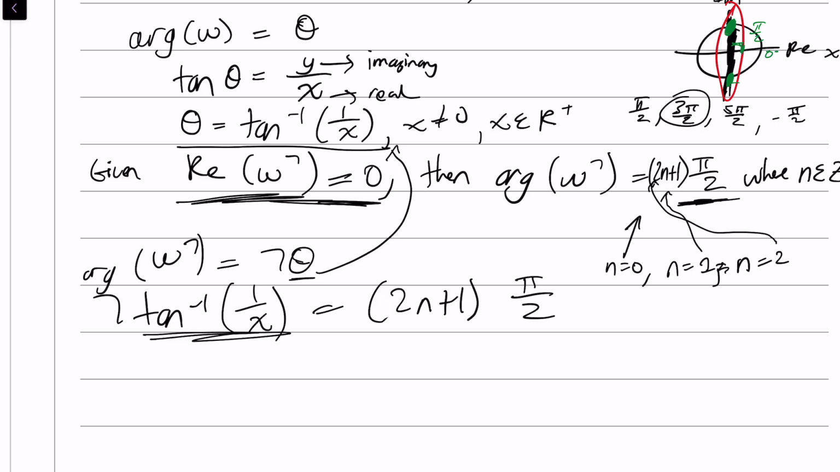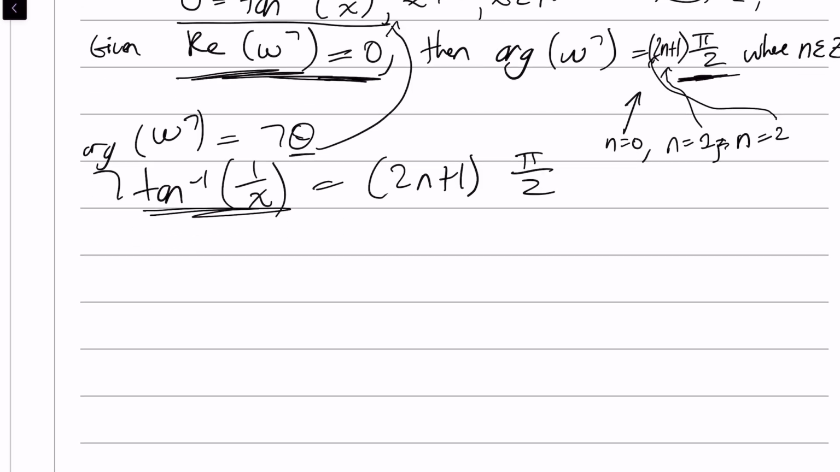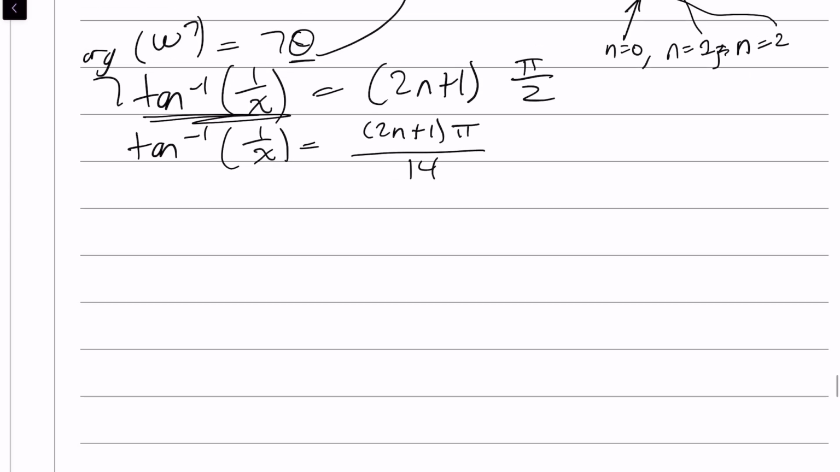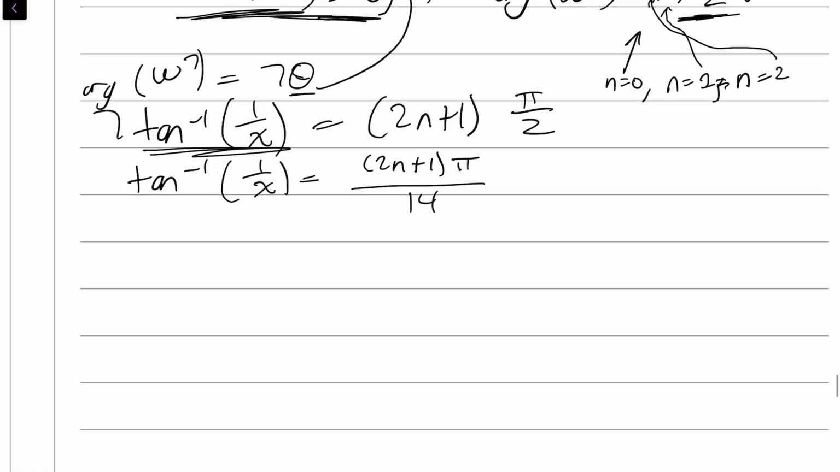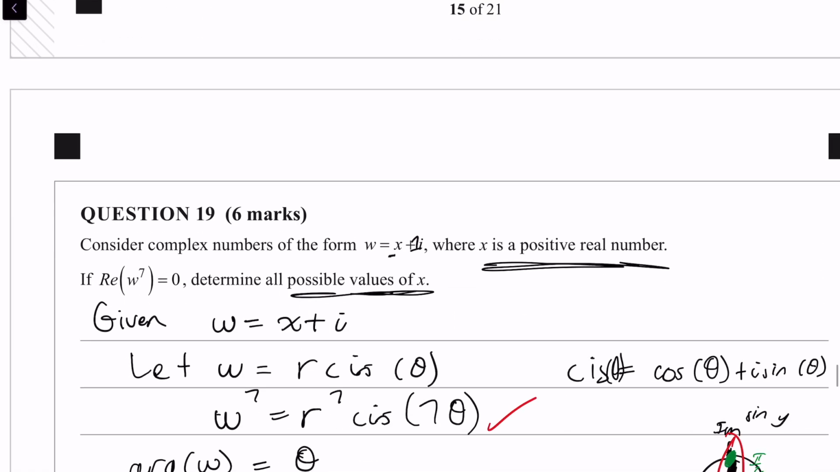Now I can divide by 7 on both sides, so tan inverse of 1 over x equals (2n plus 1) pi, put that in the numerator, all over 14. My goal now is really to get x on one side of the equation, because remember, I need to determine all the possible values of x.